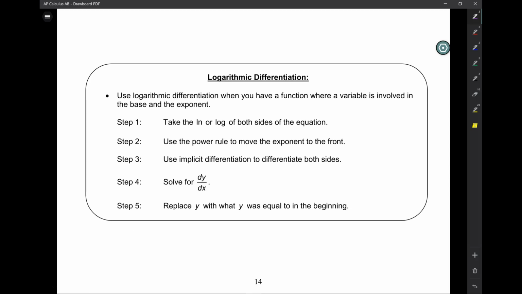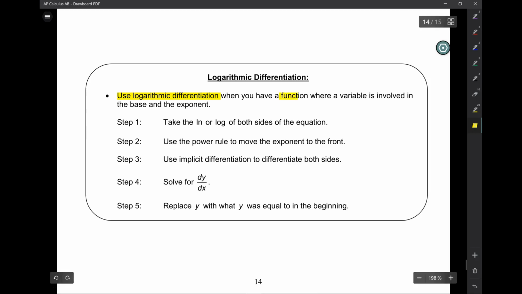Okay. Logarithmic differentiation. Here we go. Here it is. You ready? Here it is. Okay. It's so much fun. Okay. When do we use logarithmic differentiation? I'll tell you when we use it, and then we'll talk about what it is.